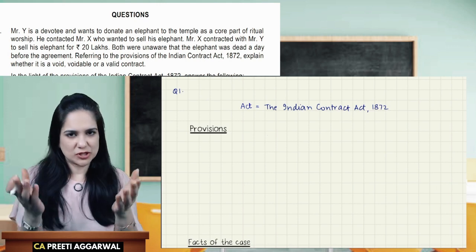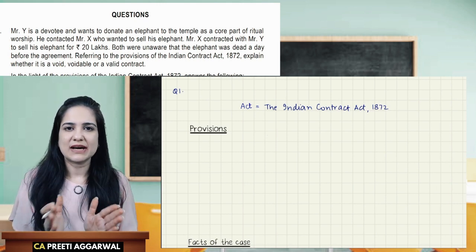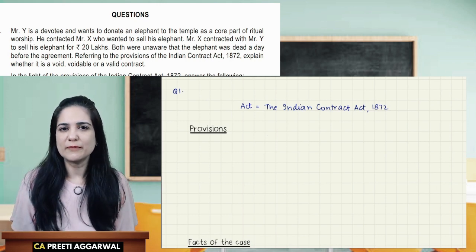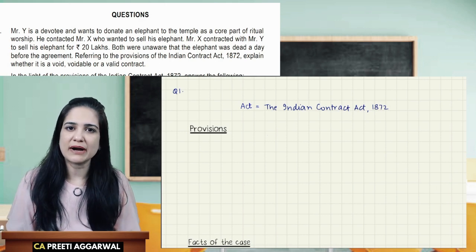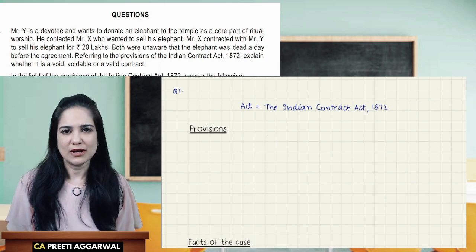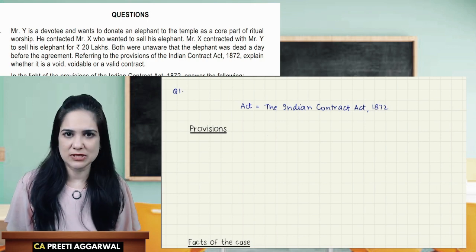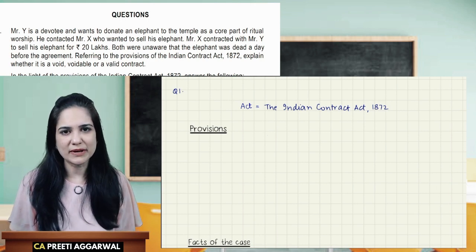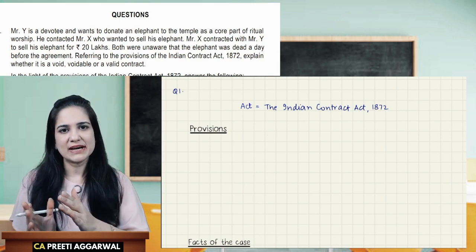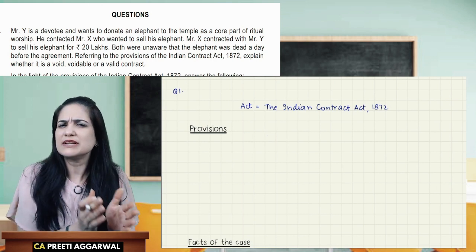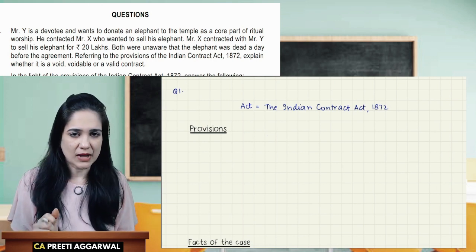The first, which ICAI has followed, is that it is not possible to perform this contract because the subject matter does not exist at all. So this is initially impossible. The contract is void right from the beginning. So ICAI has followed that view that it is initially impossible, section 56.